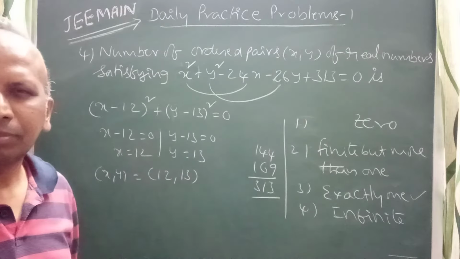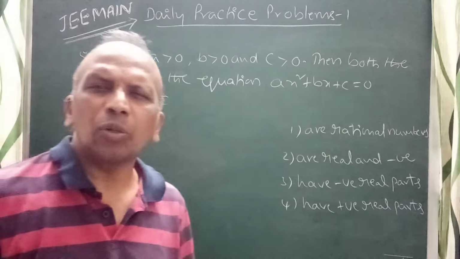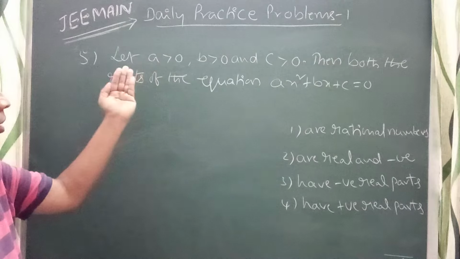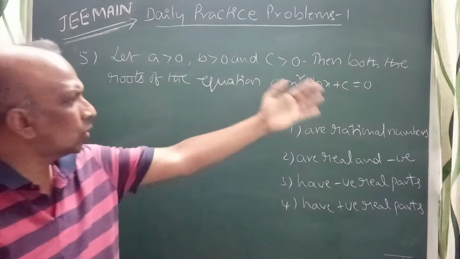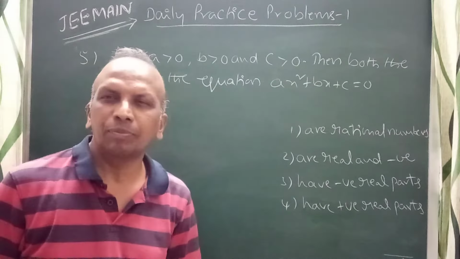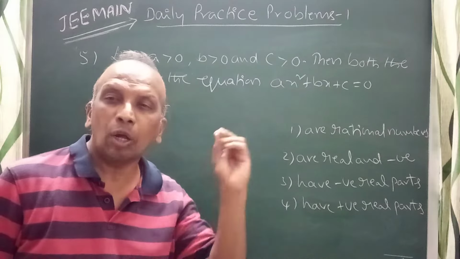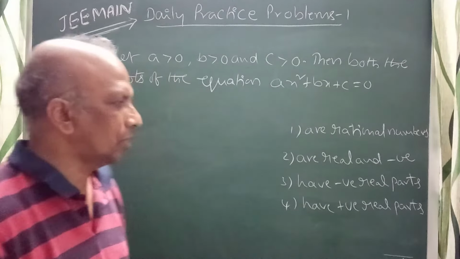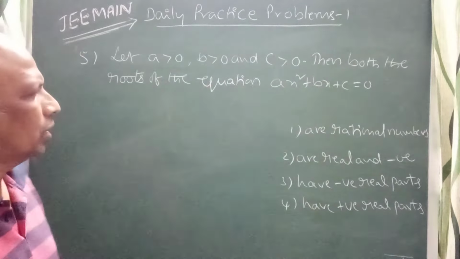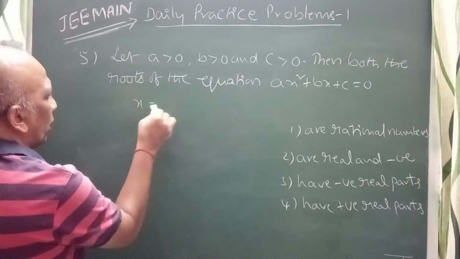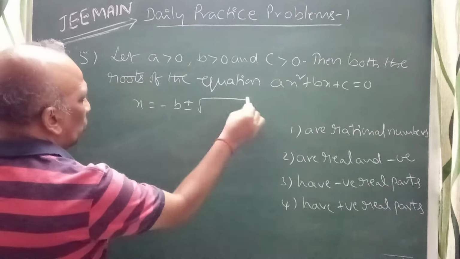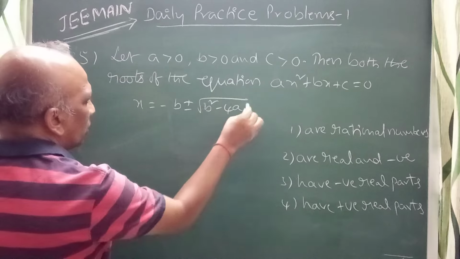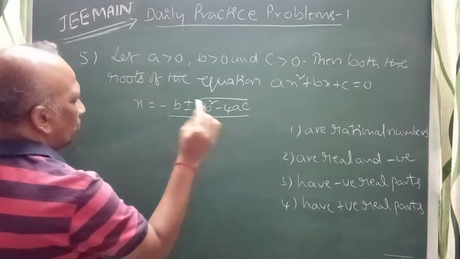Now see in this problem, they are given a positive, b positive, c positive, then what about both the roots of the equation? When all are positive, what about the roots of this equation? To decide about this, generally if we find the x value, you will get (−b ± √(b² − 4ac)) / 2a.